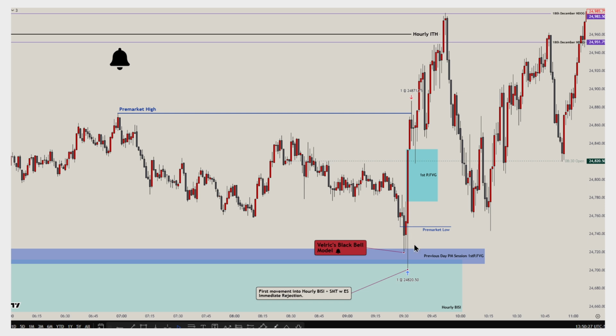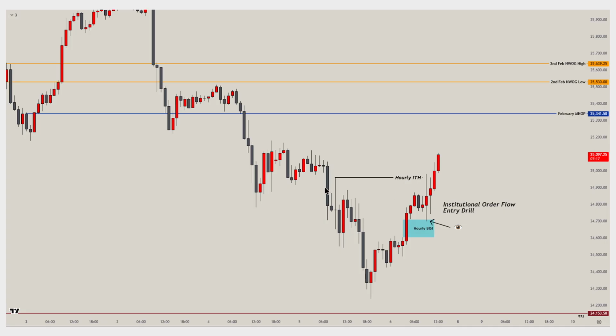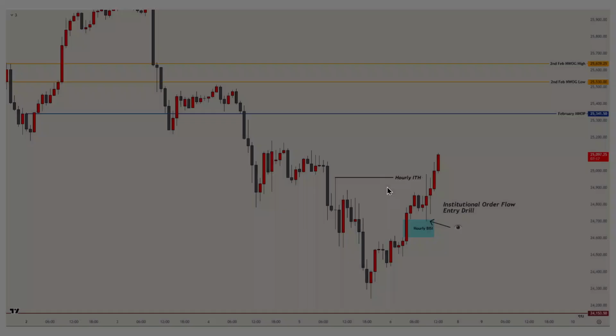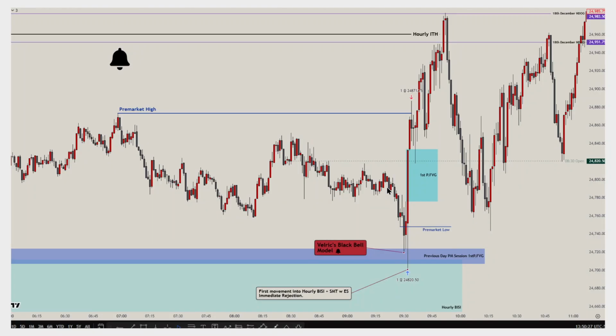It reaches lower, takes out the pre-market low, and then goes into the hourly BISI. The first movement into the hourly BISI, this 1 minute candle, supported by the black belt, and supported by the hourly BISI, and supported by the fact that we're bullish high time frame going into that intermediate term high, and also these relative equal highs. There's a lot of confluence here that we should go higher.